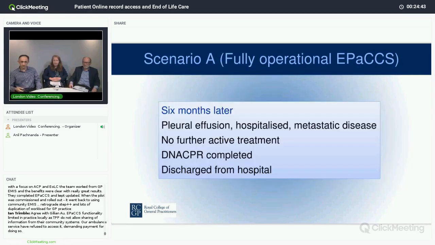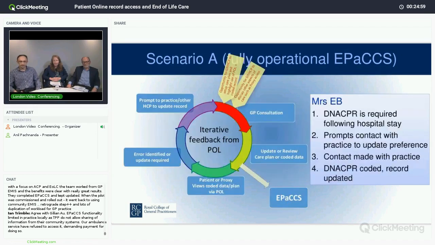I'm just going to go through the scenario a little bit further. So 6 months later, she develops a pleural effusion. She's hospitalized with metastatic disease. They decide there's no further active treatment, and a DNACPR is completed, and she's discharged from hospital. And often that DNACPR, for whatever reason, isn't coded, doesn't come through from the hospital in time.